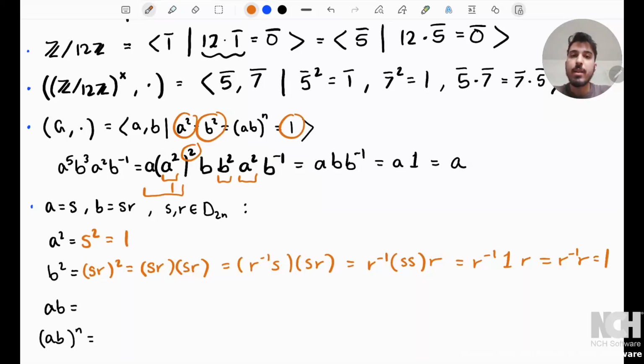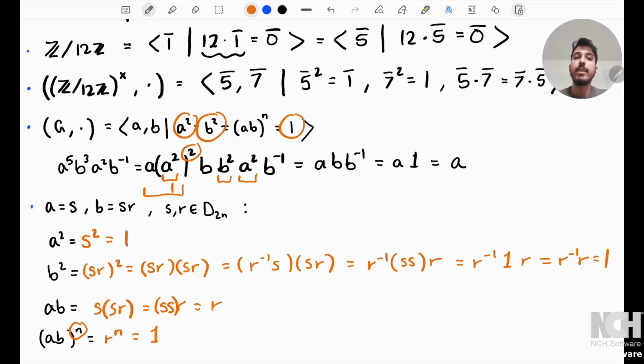and that is consistent with what we have in the relations of this group. What about A times B? A times B is equal to S times SR, and that is equal to SSR. And if I do the S's together first, I get the identity, and times R, I get back R, which is good. And now if I do it to the power n, like we've talked about earlier, that's going to be R to the n, which gives us the identity.